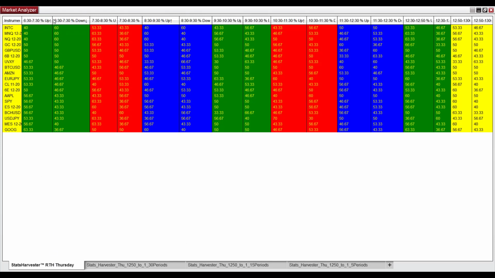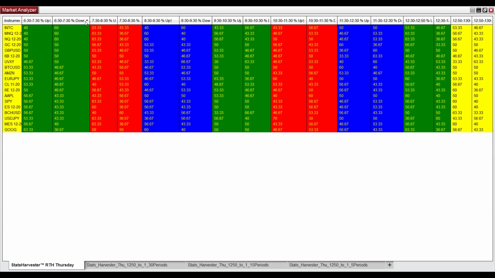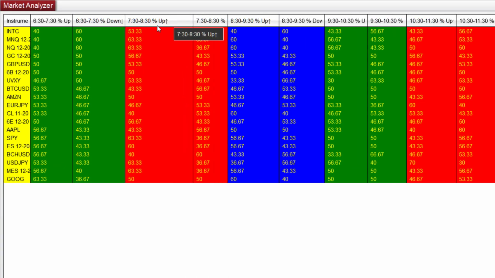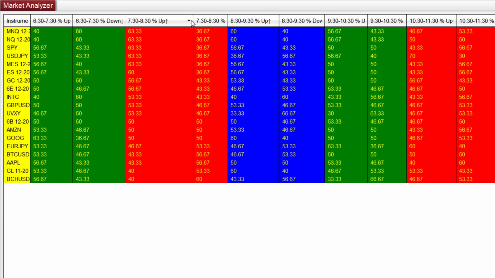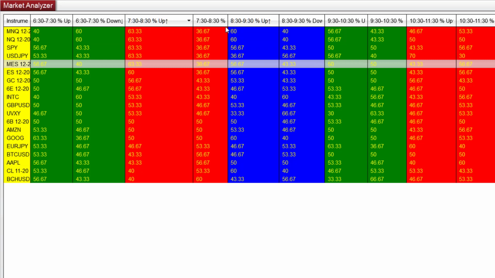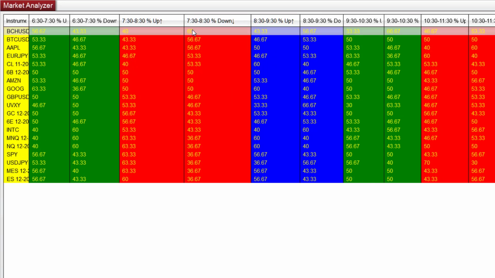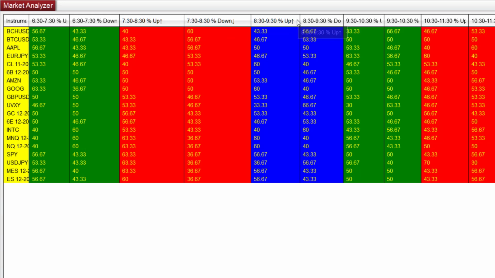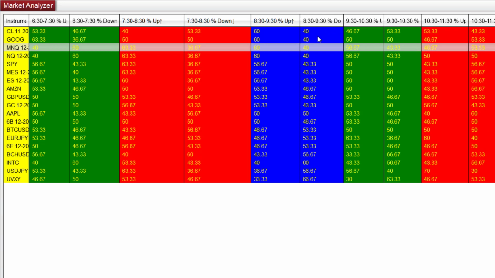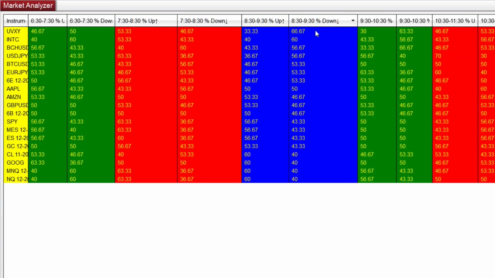In essence, all of the heavy lifting is already done for you via the Stats Harvester indicator. You simply go through each column and pick the instruments you would potentially want to trade the next day. I chose 60%. That's an arbitrary number. You may be more conservative and would only want to choose potential trades where the past odds were in your favor by at least 65% or 70% or higher. It's totally up to you.